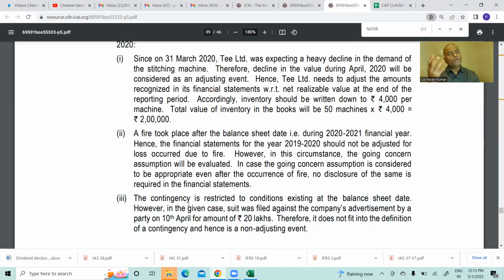But as a student, you don't need to really discuss about the contingency. If you write the court case is filed on 10th April, there is no existing condition on the balance sheet date relating to which further evidence is received. Therefore, this should be treated as non-adjusting event. Enough. You understand? If you can write about contingency, that will be good only. But basically, this is what it is.